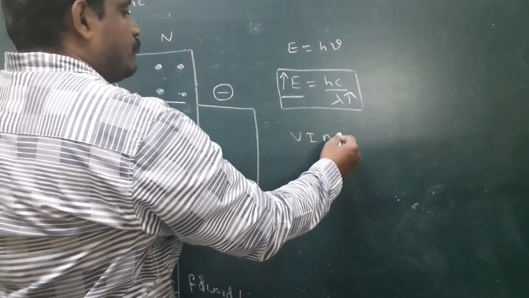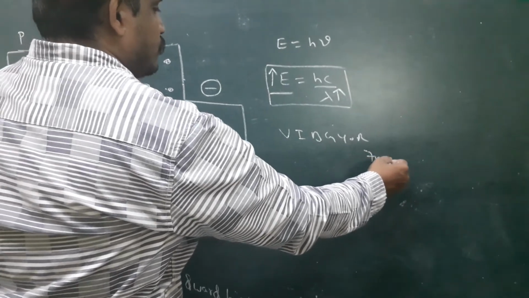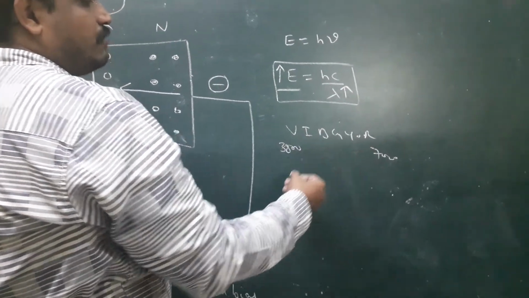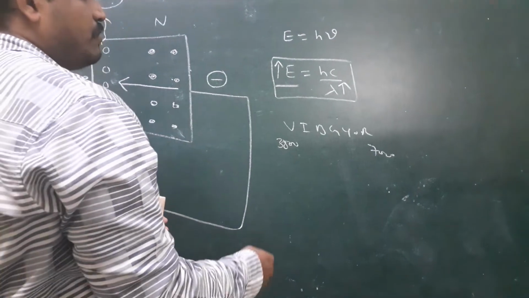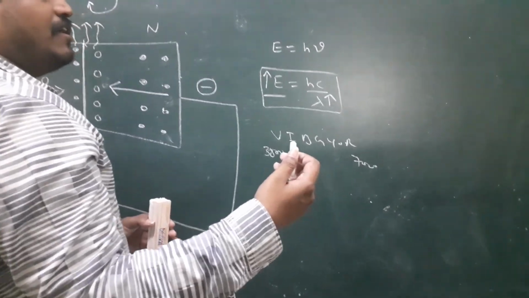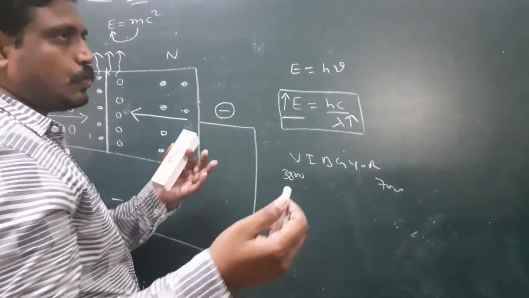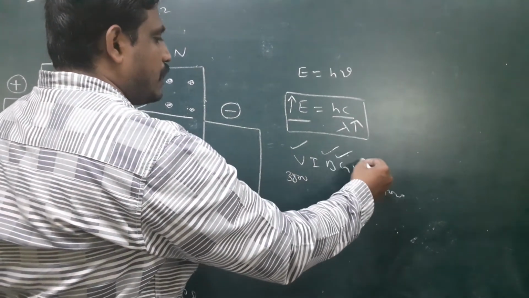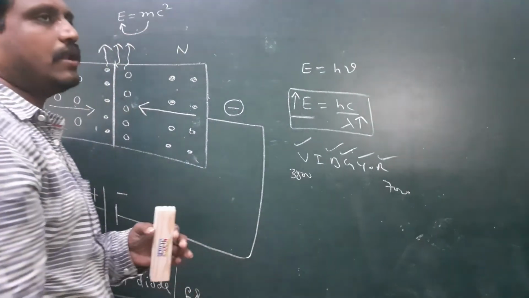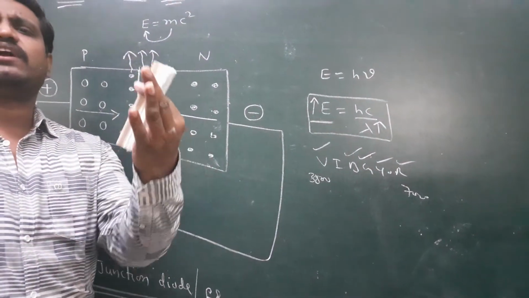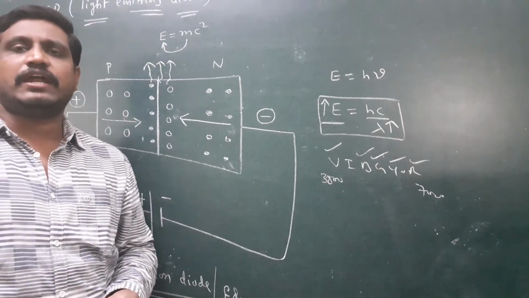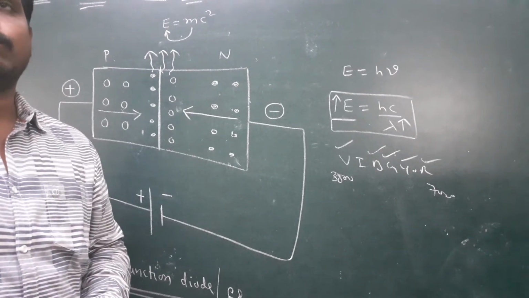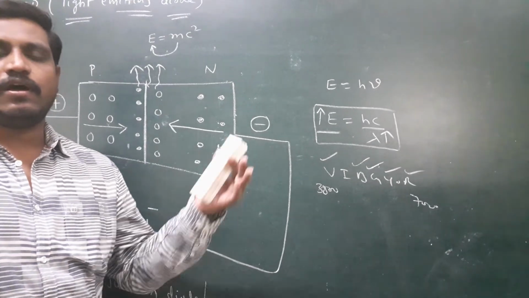In VIBGYOR, the red wavelength is 7000 and the violet wavelength is 3800 angstrom, with the remaining colors in between. That means when the wavelength changes, the color also changes. Different energies released give different wavelengths. So by using an LED we get violet, blue, green, yellow, orange and red light. An LED is very cheap and has a very long life, so it is widely used for household purposes.